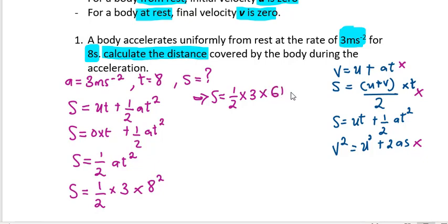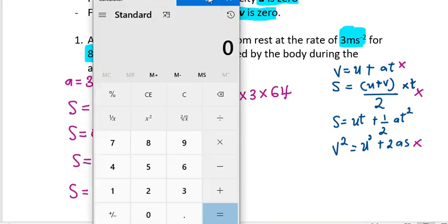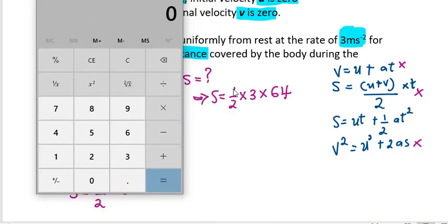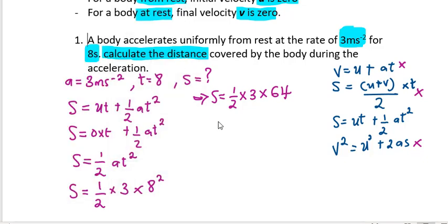From this very point, I want to get my on-screen calculator. Okay, so I think my calculator is ready. From this very point, just multiply directly. 1 times 3 times 64, then you divide by 2. So 1 multiplied by 3 multiplied by 64. Okay, 192. So let's divide by 2. Okay, 96.